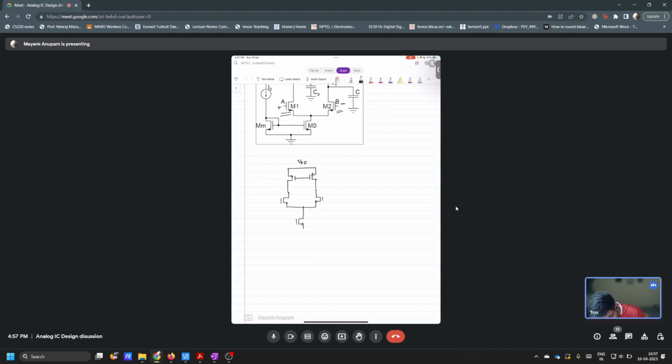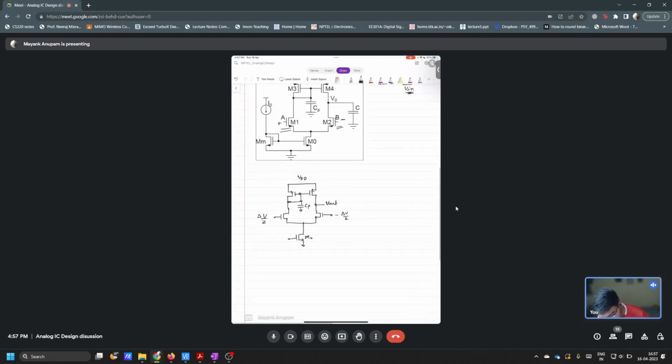This is M0. Let's say this is plus delta V by 2, this is minus delta V by 2. We have applied a capacitor here, put a capacitor here, CP. This is the output.